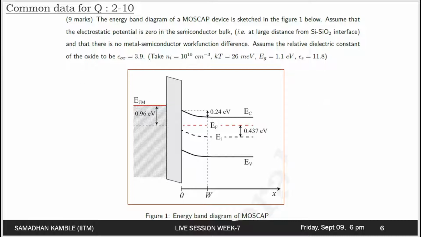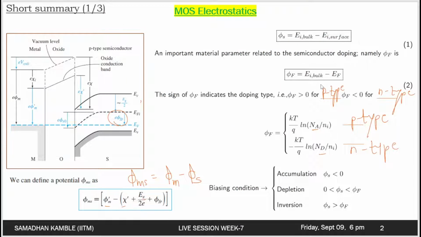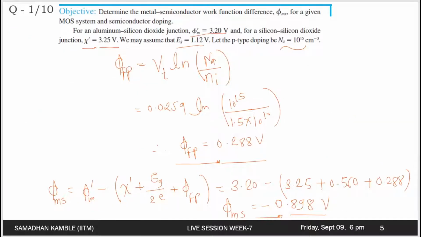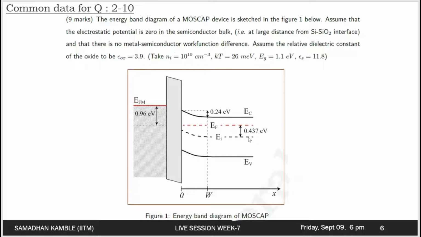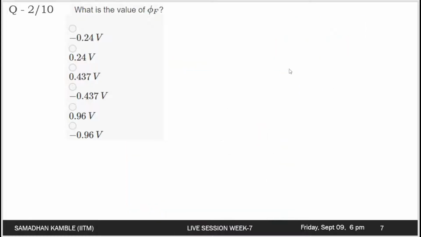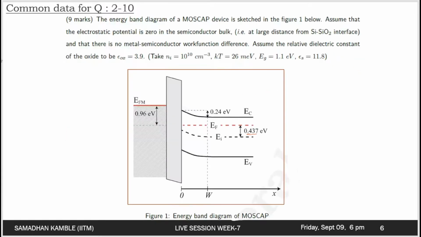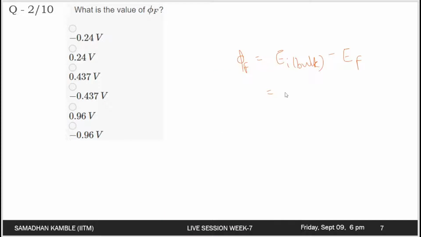As I have written in this summary slide itself, phi f is nothing but the intrinsic level at bulk minus the Fermi level. Here you can clearly see the difference is shown directly as 0.437. But remember, phi f is EI in the bulk minus EF, and in our case the EF is on the upside of the intrinsic level, that is, we are on the N side. For that the phi f value is negative, so we have negative 0.437 volt as our answer for phi f.